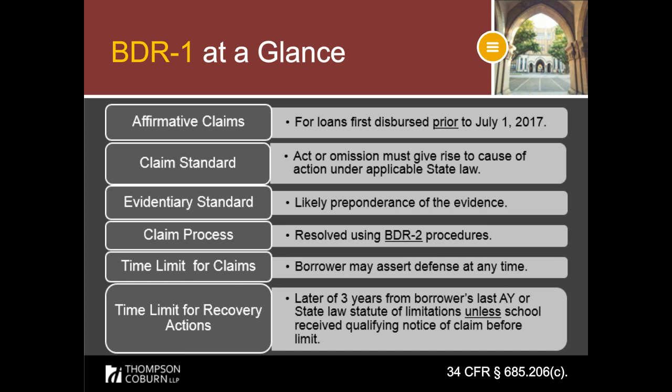So BDR-1, 2, and 3 all allow for affirmative claims. For BDR-1, we mentioned we're talking about when the claim involves loans first disbursed prior to July 1, 2017. By the way, somebody's going to ask, if they haven't already, what if a student brings a claim and they've got loans that cross over these periods? I don't have an answer to that. The department presumably will have to apply the appropriate standard and the appropriate process depending on when the loans were made, if the student's actually carrying underlying loans that fall into different buckets.